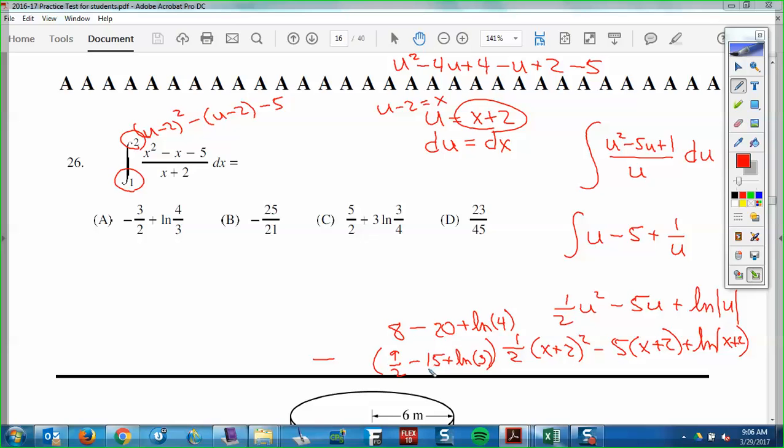Plus 15. 8 minus 20 is negative 12, thank you. Negative 12, that's going to be plus 15. So that's 3, and then minus 4.5. So 3 minus 4.5 is negative 1.5.